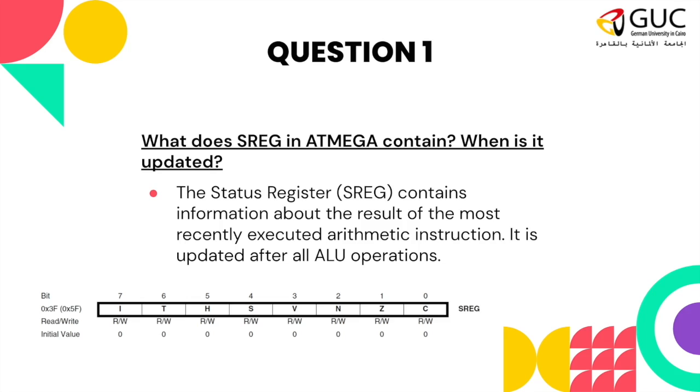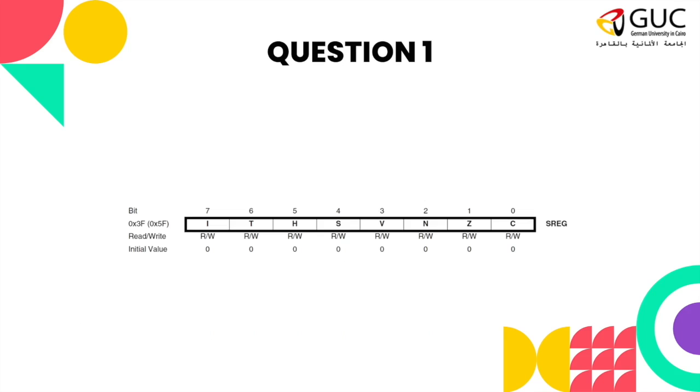However, the SREG is mainly related to arithmetic operations, and it is updated after each and every arithmetic operation. So I performed an arithmetic operation inside the ALU. After it, the SREG or the status register will be updated. And it will tell me information about the recently executed arithmetic operation. And we will see what are the different bits present inside the status register.